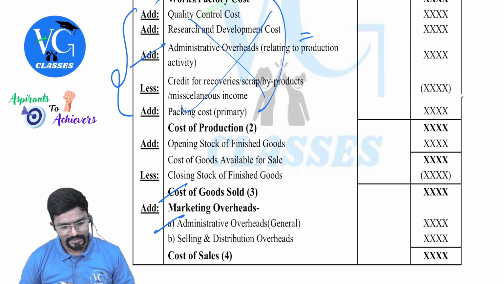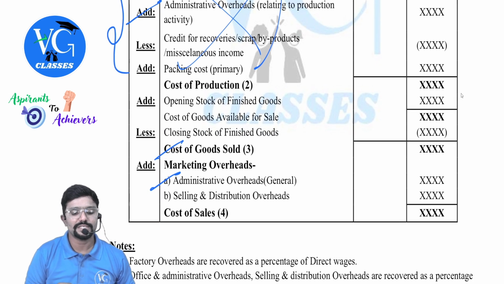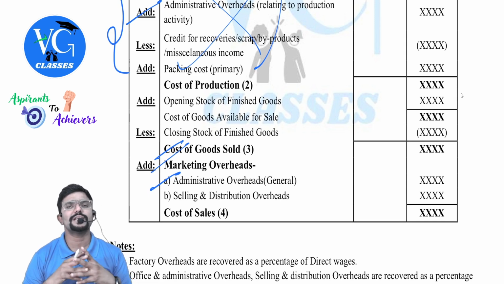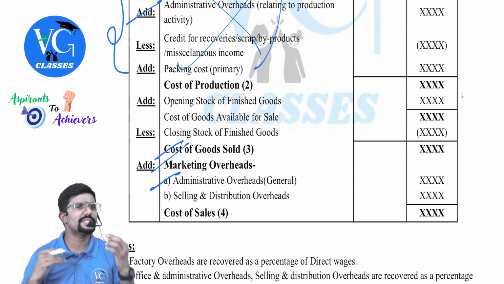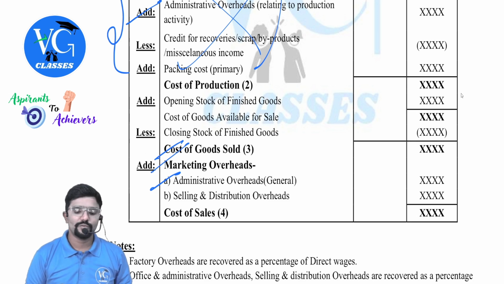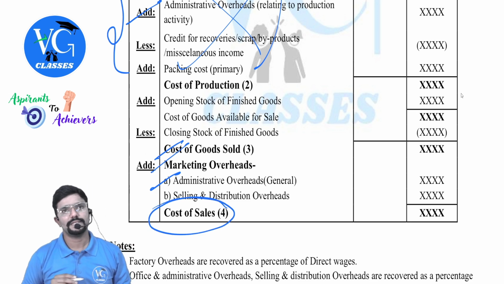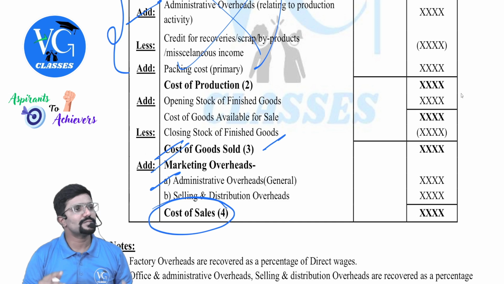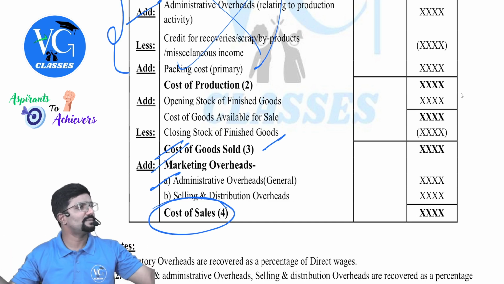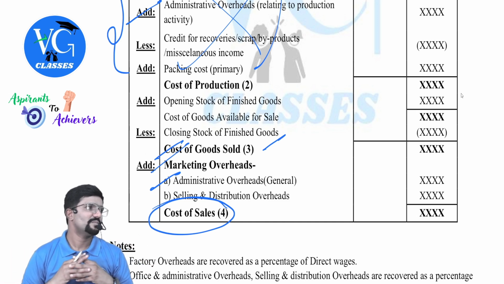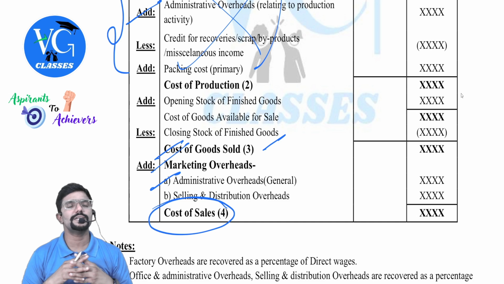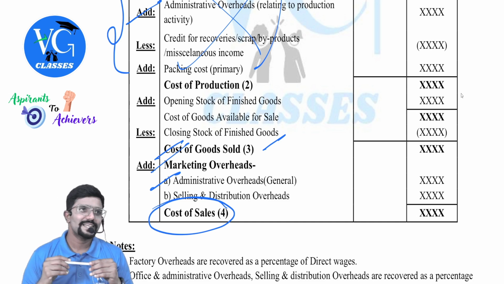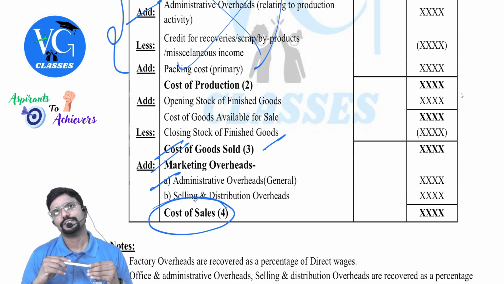Clear? Yes. Chalo. Once we get COGS, if I add marketing overheads, which is nothing but administrative overhead in general, and selling and distribution overhead, or even any secondary packing, it will come here. So we will get cost of sales. But there, COGS plus selling and distribution overhead absorbed will be my cost of sales, guys. Is that clear? Yes. Chalo.